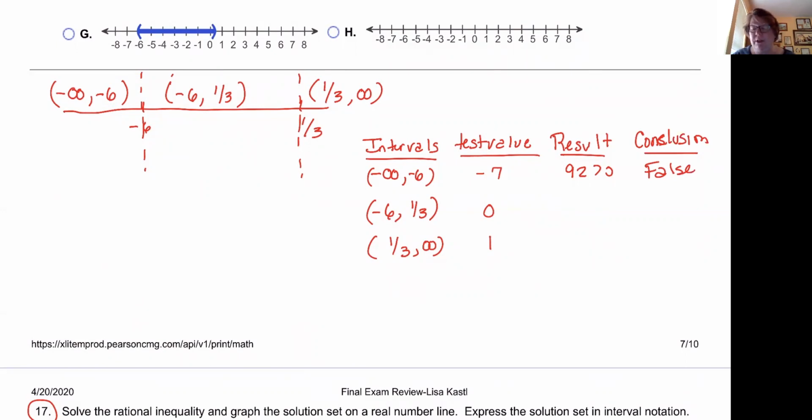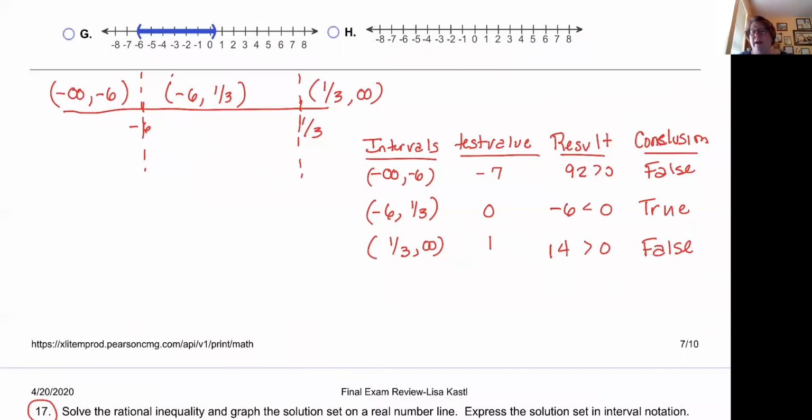All right, let's try 0. When I evaluate this function at 0, I get negative 6. Well, negative 6 is less than 0, so that's true. And then when I evaluated at 1, I got 14. That's greater than 0, and that is false.